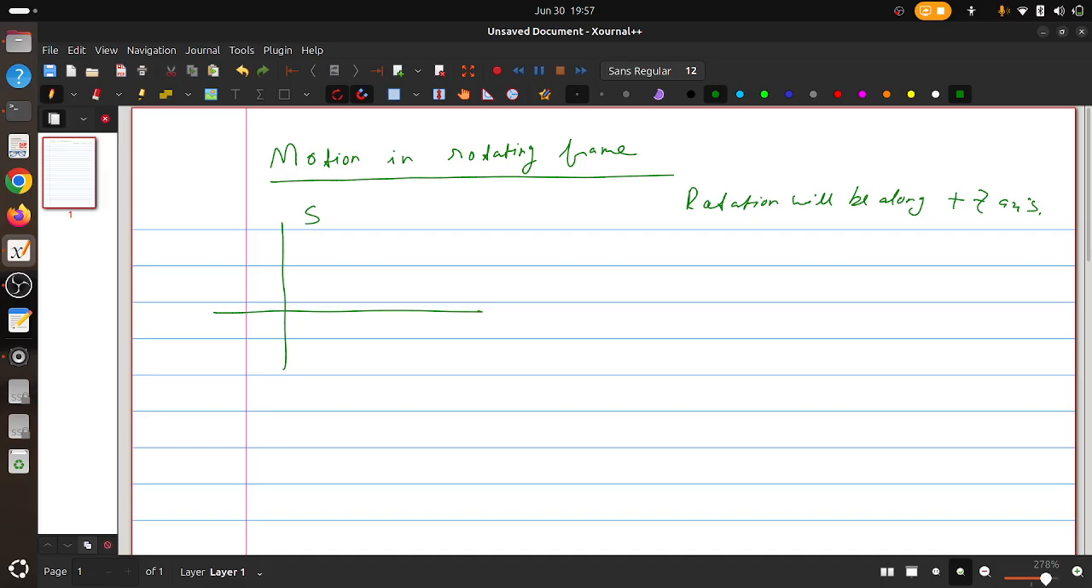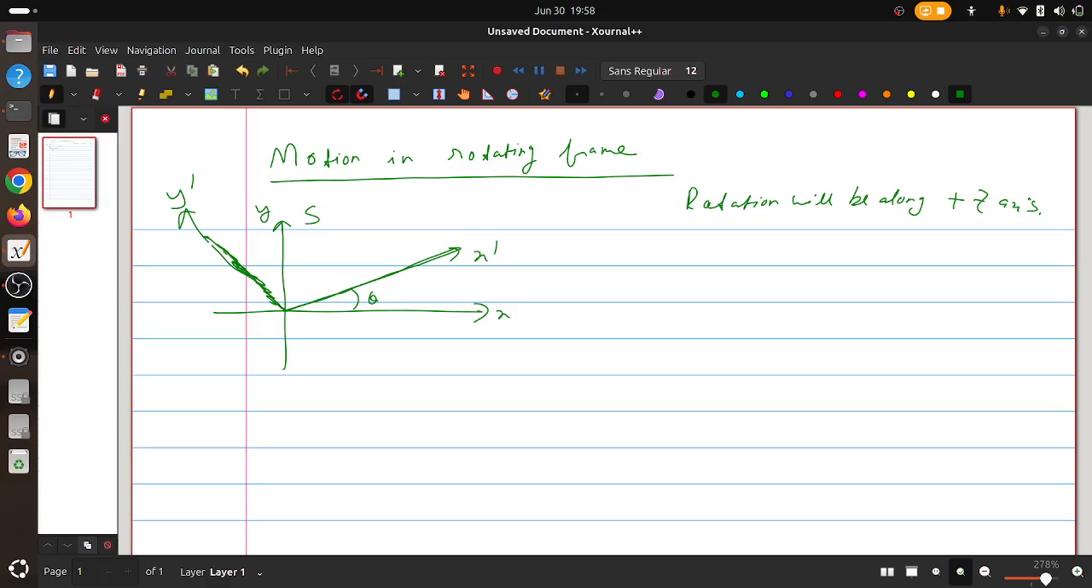So this is my x and y here, and let's say we have another frame, which is rotating. So at any particular moment, for this angle, we have this rotating frame, this x prime y prime. If you look at this frame of reference at different times, this axis will move here. So these axes will rotate. Okay, so that is the picture here.